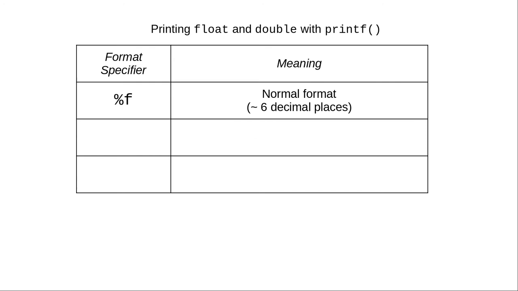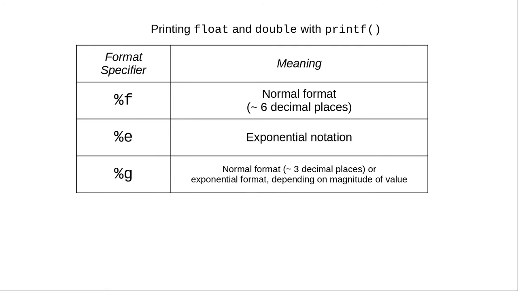When it comes to printing a float or double value, you have 3 choices for your formatting character. Percent sign F prints the value as an ordinary number. Percent sign E prints the value in scientific notation, also called exponential notation. And percent sign G prints the value as either ordinary or exponential, depending on the size of the number. For long double, precede the formatting character with a capital L.